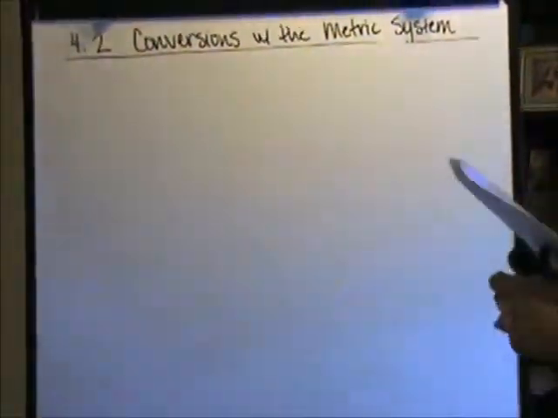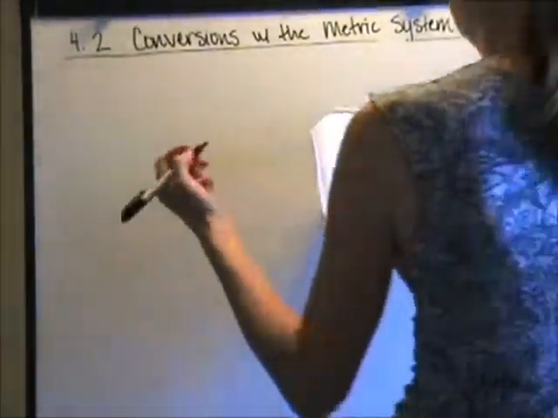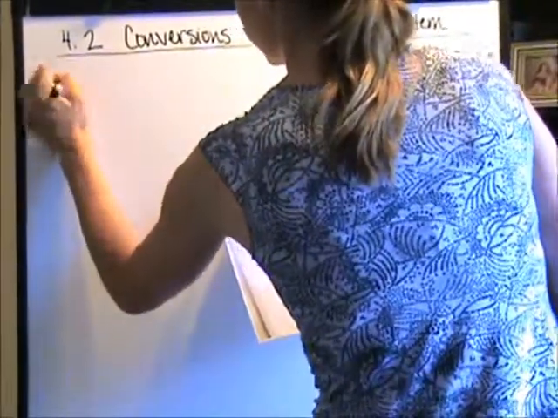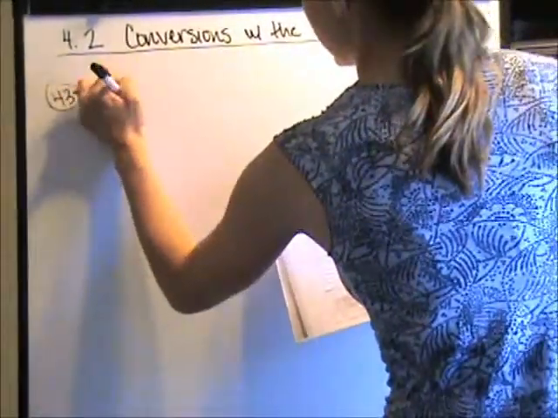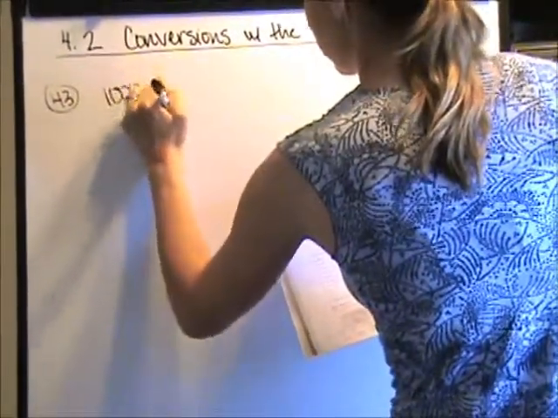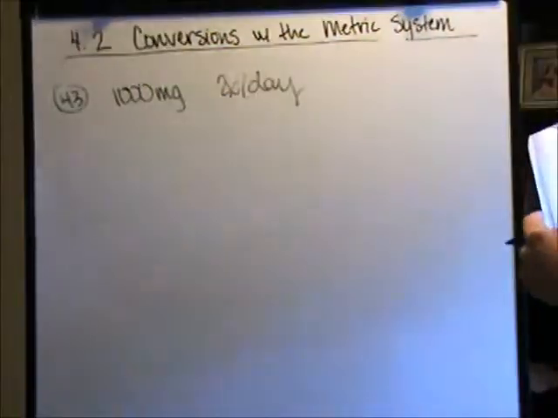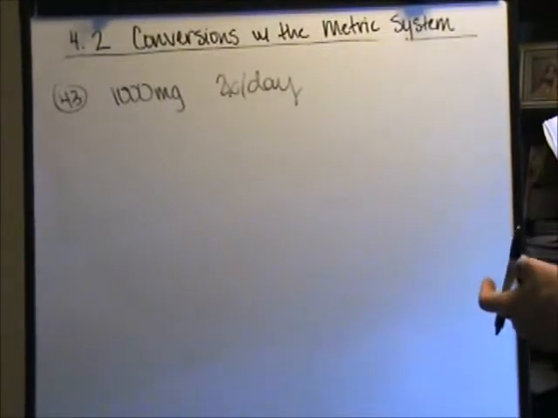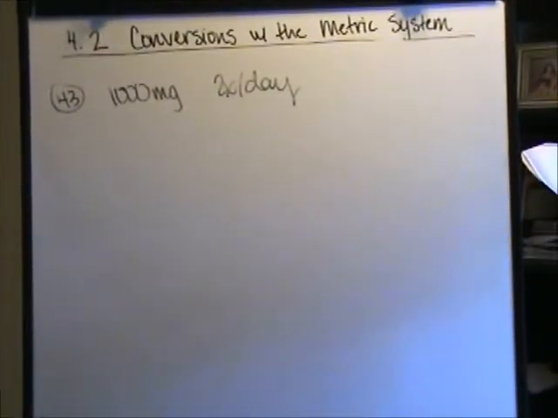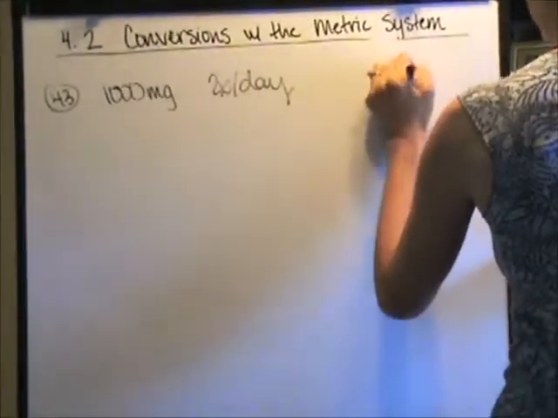All right, let's look at the last one, number 43. A patient is to receive 1,000 milligrams of vancomycin twice a day, diluted in IV solution. The following label shows the stock available. If you take a close look, it says that it's equivalent to 5 grams of vancomycin.